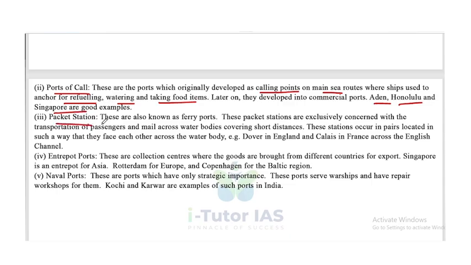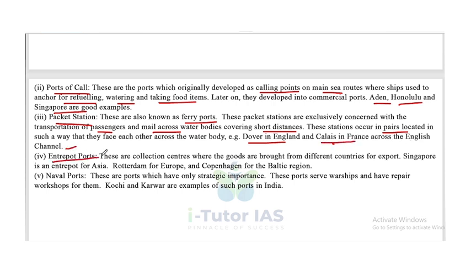Now, packet stations. These are also known as ferry ports. These packet stations are exclusively concerned with the transportation of passengers and mail across water bodies covering short distances. These stations occur in pairs located in such a way that they face each other across the water body. Example, Dover in England and Calais in France across the English Channel.